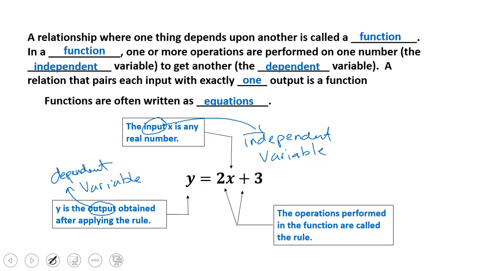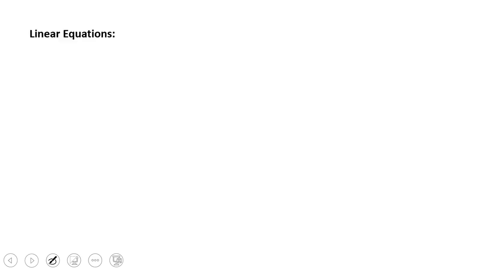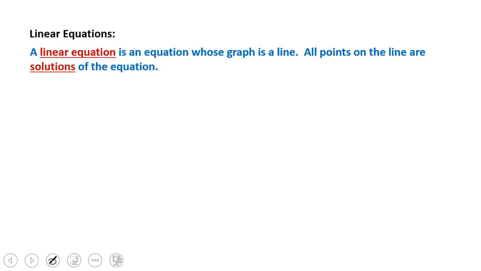And it only makes sense. We wouldn't put the y in first. I mean, we could. We could put the y in first and we could solve and find out what x was. But it makes more sense that if you have this rule that we're going to pick a number to put in, apply the rule to x so that we get some number out, y. So, ladies and gentlemen, linear equations are equations whose graph is a line.